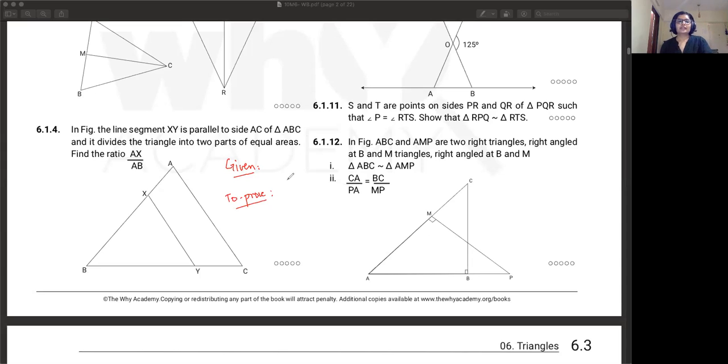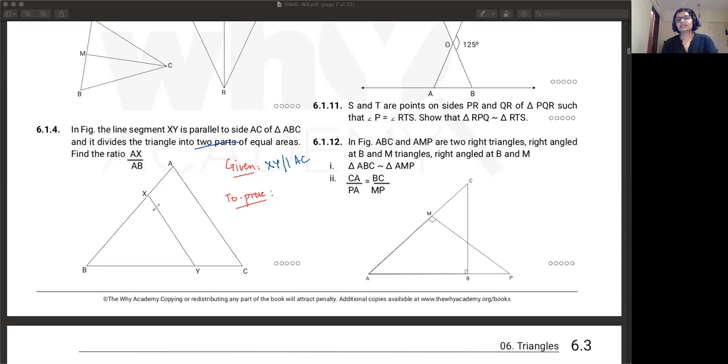Okay. So in this problem, what all facts are given to you? What all things can you use? XY is parallel to the side AC of triangle ABC. XY is parallel to AC. Okay. What else is given? XY divides ABC into two parts of equal areas. Two parts, yes.